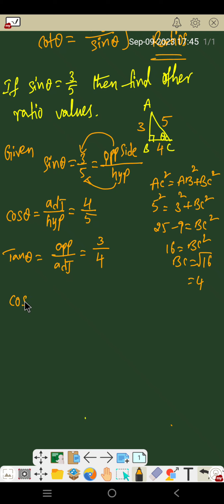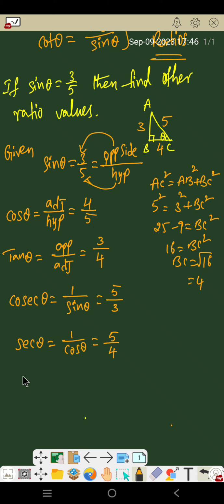Next, similarly find the cosecant theta. Already I told you, cosecant theta is the reciprocal of sin theta. That means cosecant theta is 1 by sin theta. Sin is 3 by 5, do the reciprocal: 5 by 3. Next, secant theta. Secant is the reciprocal of cos theta, so secant theta is 1 by cos theta. Cos theta value is 4 by 5, reciprocal 5 by 4. Last one, cot theta. Cot is the reciprocal of tan, that means 1 by tan theta. Tan theta value is 3 by 4, reciprocal is 4 by 3.